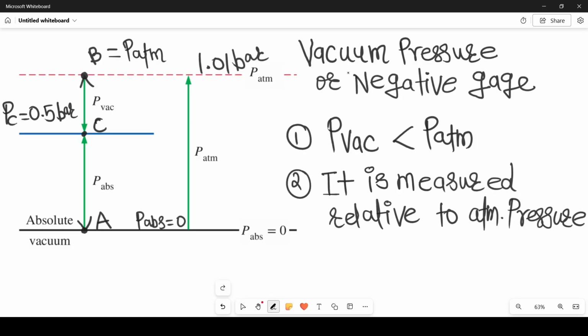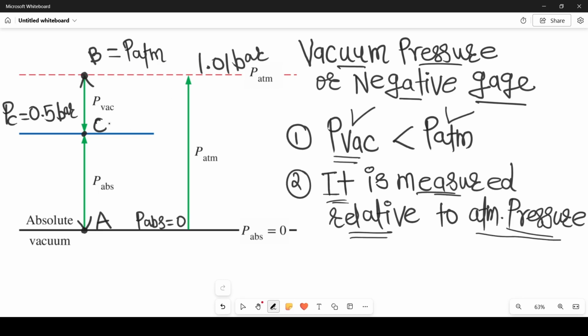Okay, so the vacuum pressure, it is also called negative gauge pressure. So if at any given point the given pressure is below the atmospheric pressure, that pressure is called vacuum pressure. Vacuum pressure is also measured relative to the atmospheric pressure.